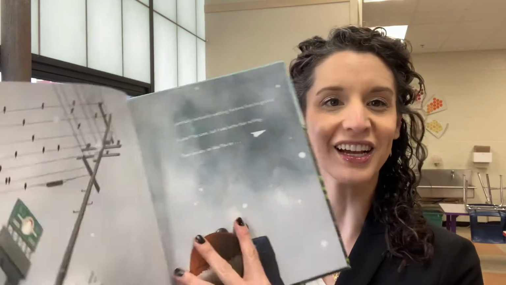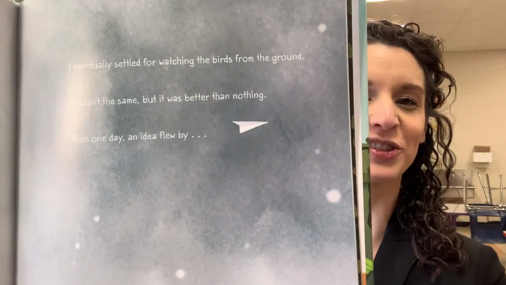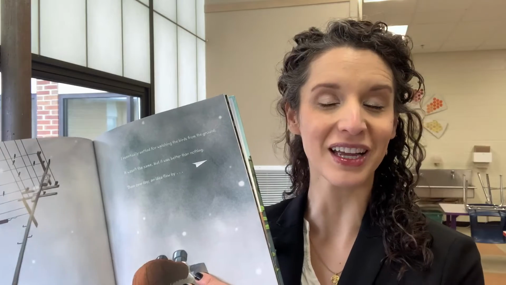But he was kind of traumatized from his accident and he couldn't get back up on the wall. And then one day he had an idea. And the idea was just that little paper airplane flying by, and that gave him an idea. So sometimes as artists, we need new ideas.